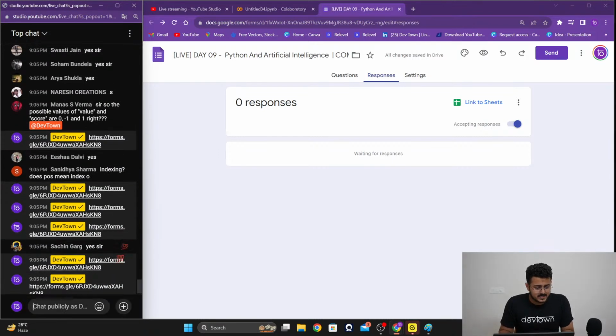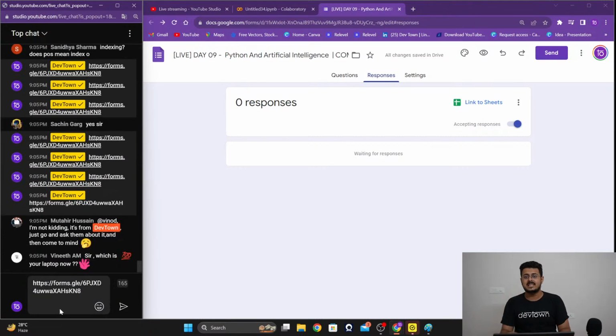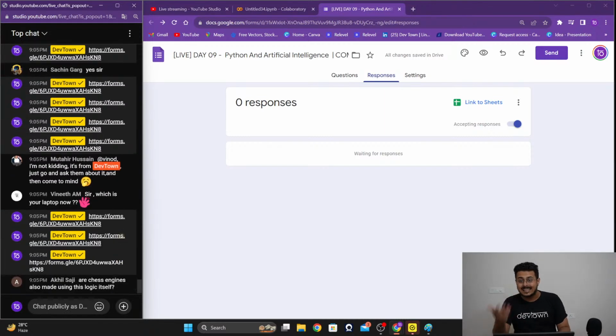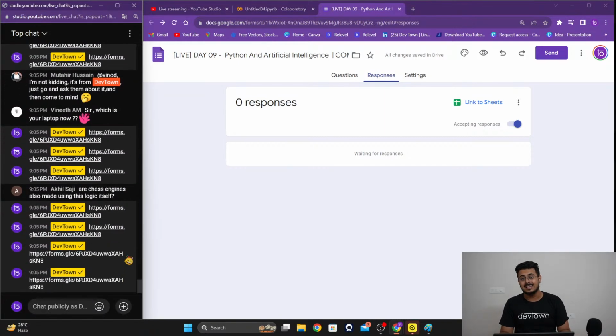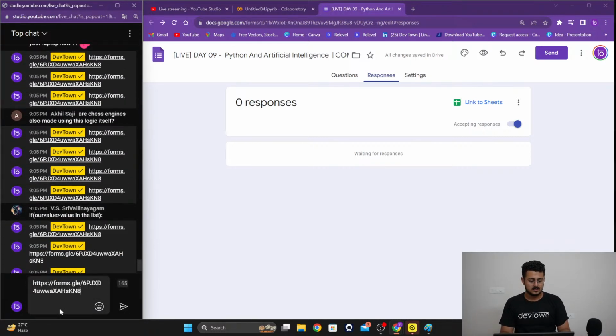Does POS mean index 0? So that is basically the position inside of the list. That is the index inside of your board list.